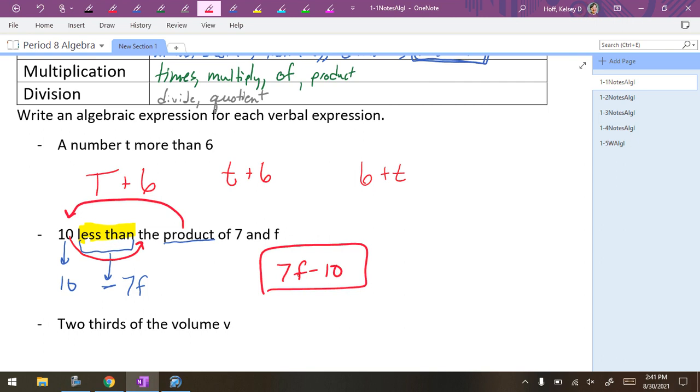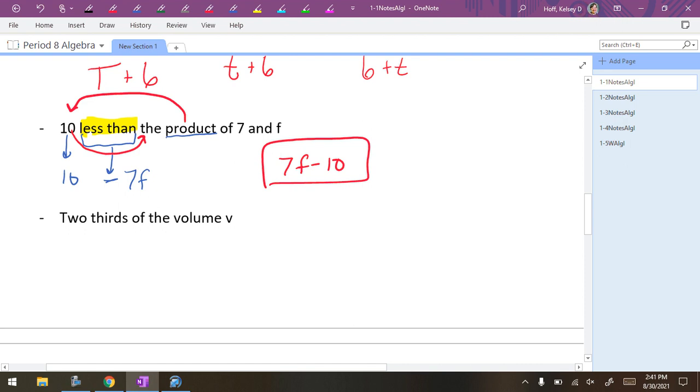Try that last one. 2/3 of the volume V. Somebody I haven't heard from today willing to tell me what you wrote? For being eighth period, you guys are awfully quiet today. Maddox, what do you got?